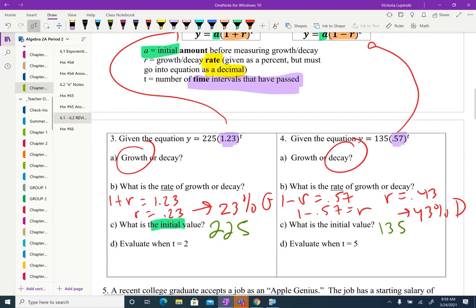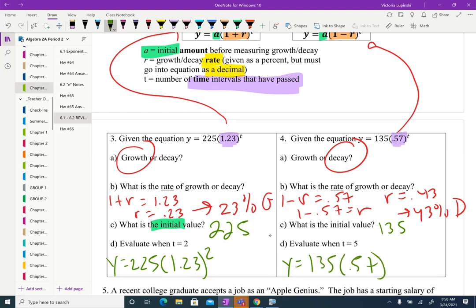And then finally, to evaluate it, you're going to plug in whatever number it says. So 225 times 1.23 squared. And then y equals 135 times 0.75 to the fifth. And then you're just going to use your calculator. You can round it to whatever I say. And if I don't say, you can say 2 decimal places. So on the left, you get 340.40. And on the right, you get 812.